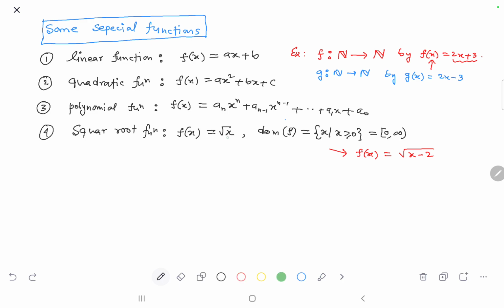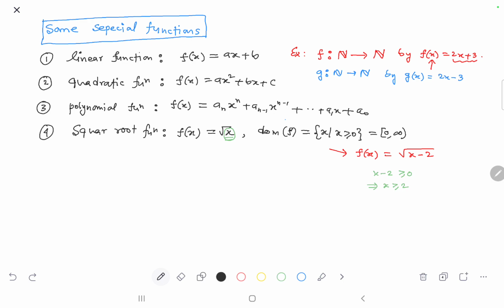Just see here. I wrote in general, if you have square root of x, whatever you have inside the square root, make it greater than or equal to 0. So x minus 2 is greater than or equal to 0. From here, what should we get? x greater than or equal to 2.